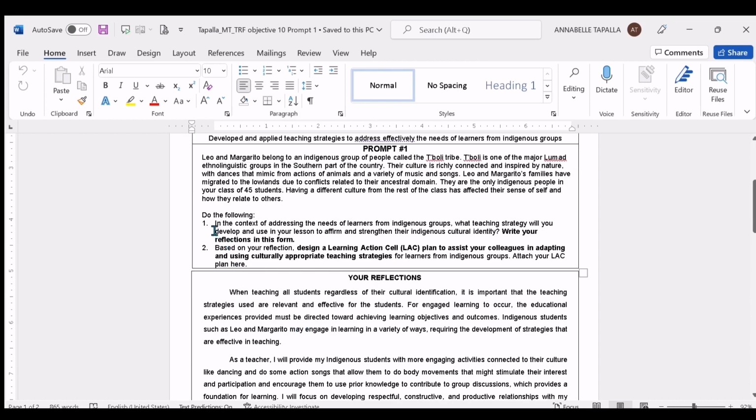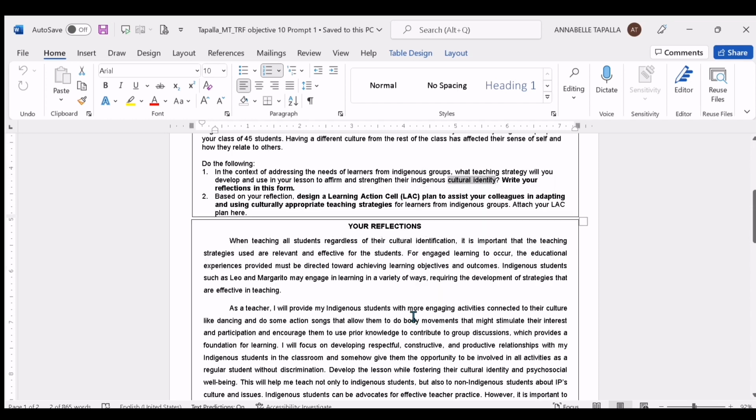Okay, so number 1, ayun po ang ating gagawa ng reflection. So, mamimili tayo ng teaching strategy para sa ating mga indigenous learners to strengthen their cultural identity. Dyan lang po iinog ang ating reflection. And here is my reflection for item number 1.